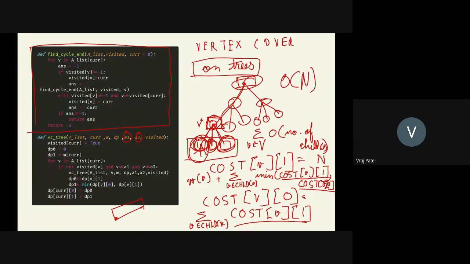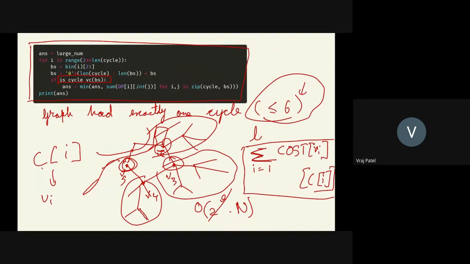Then you can just iterate over all of the possibilities for the particular cycle, and you have to check if that possibility is a vertex cover of the cycle. Then you can add all of these DP values correspondingly, find the minimum over all of these possibilities, and just print the answer. So this was the solution that I had intended for this.